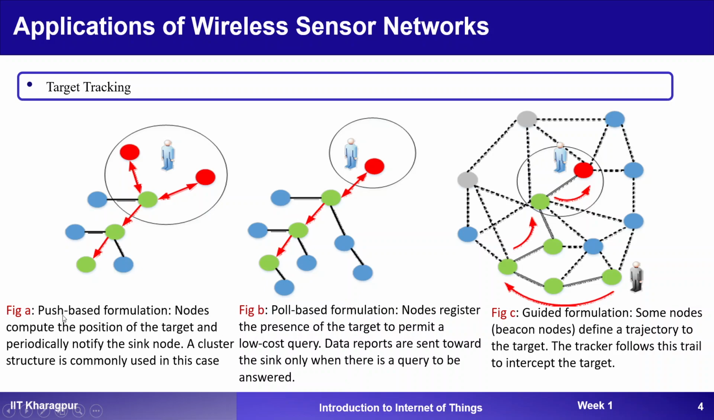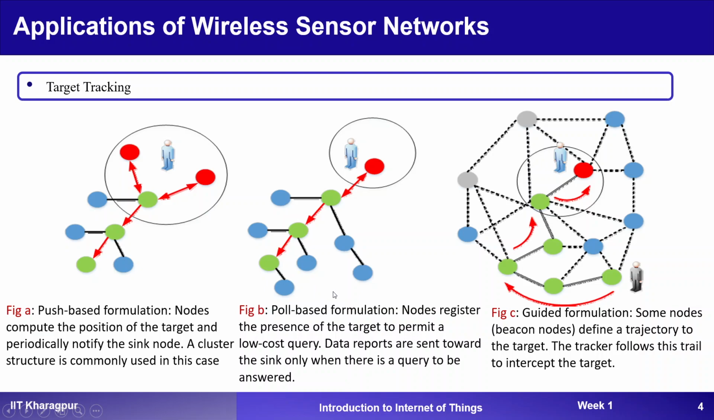So in case of your push-based formulation, the sensors which are present in the field are going to detect the movement of a target. And after that, these sensors are going to transmit the information to the sink node, and on the basis of that information, we are going to track the movement or track the location of the target.